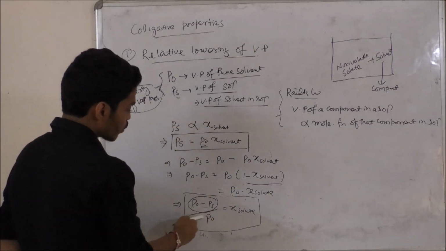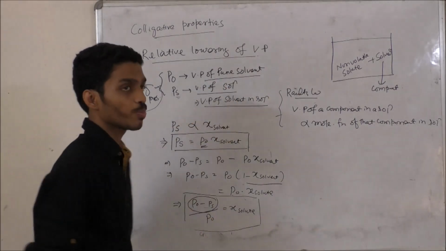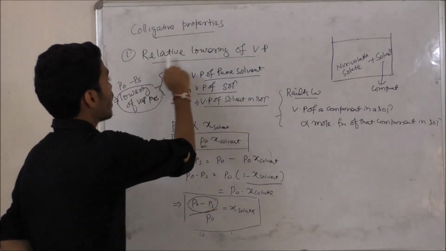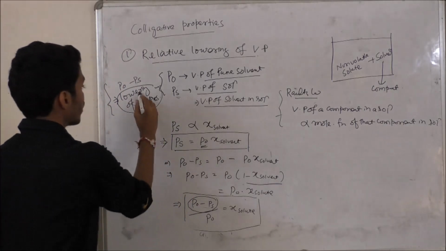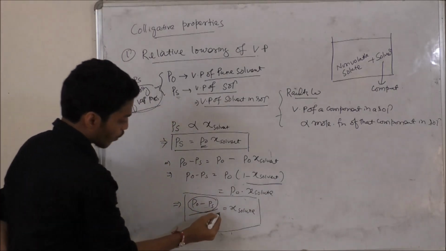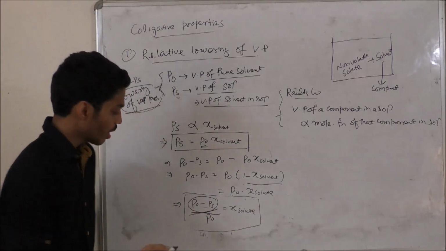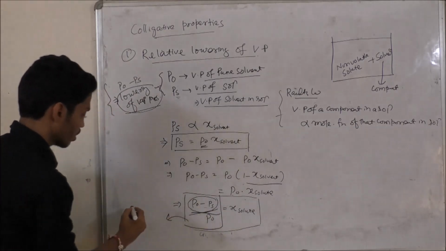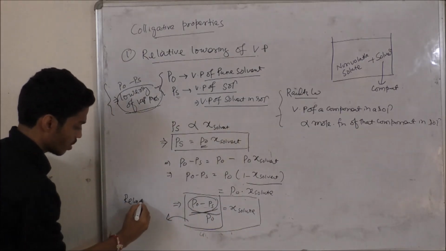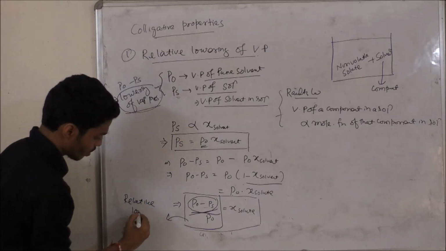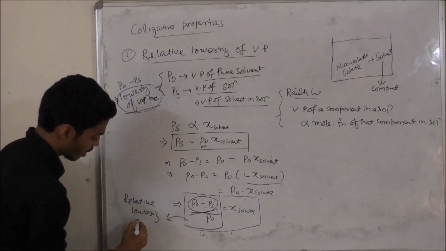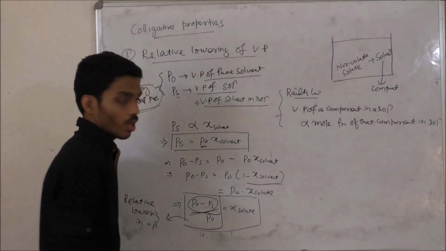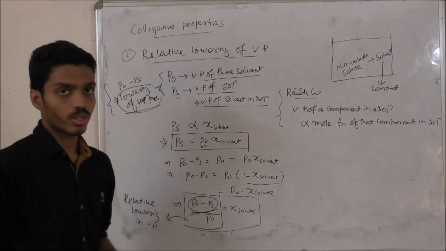Okay, so this is lowering of vapor pressure. And when we divide this with P naught, that is vapor pressure of pure solvent, this whole term is called relative lowering in vapor pressure. Okay. So this is our equation.